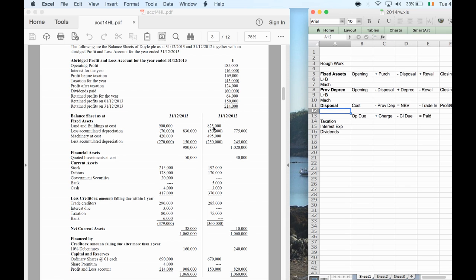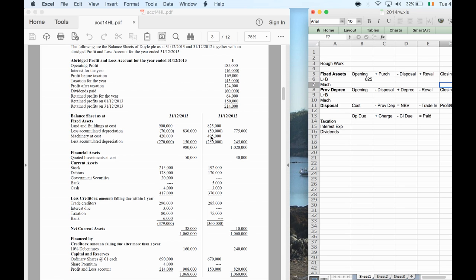So 2012, our opening figure for land and buildings was 825. At the end, we have a closing figure of 900. The only things that could have happened during the year: I could have bought new fixed assets, I could have sold some of the 825, and I could have revalued. All three together will explain my closing balance. Usually I'm given two of these numbers, and the third one I work out by deduction.